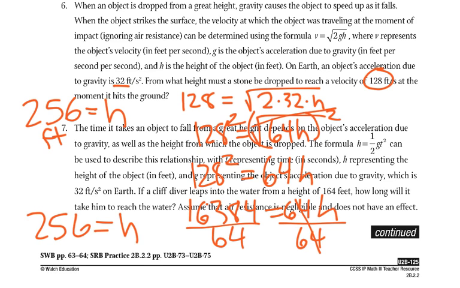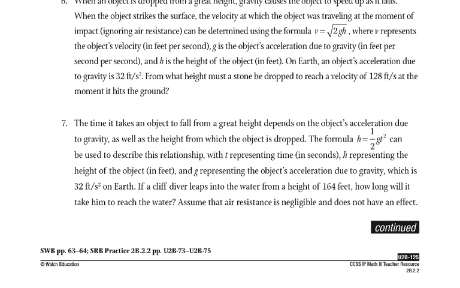Alright, number 7. The time it takes an object to fall from a great height depends on the object's acceleration due to gravity, as well as the height from which the object is dropped. So we've got another formula. H equals 1/2 g times t squared. T is time, h height, g acceleration, which is 32 feet per second squared. The cliff diver leaps from a height of 164 feet. How long will it take him to reach the water?